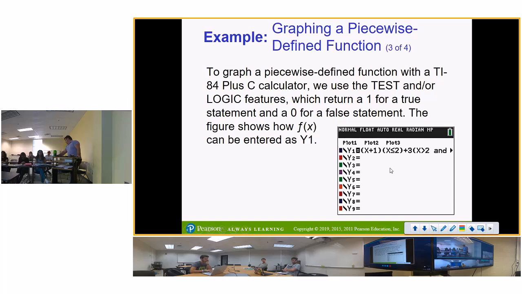I don't fool with that because I'll tell you why. I think it's more important that you understand what a piecewise function is rather than graphing it on a graphing calculator. So I'm not a big fan of that.